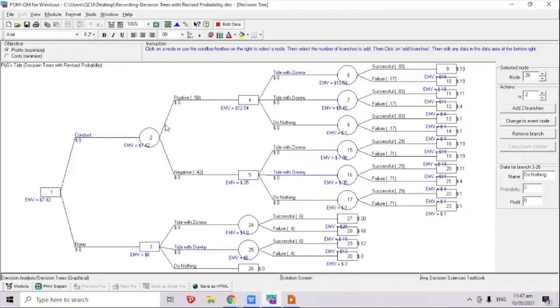Okay, I hope guys you learned something from this short presentation regarding the application of the decision trees with revised probability and the POM-QM software.